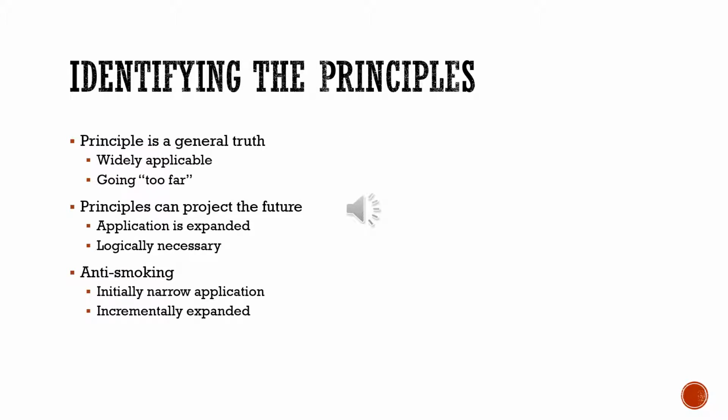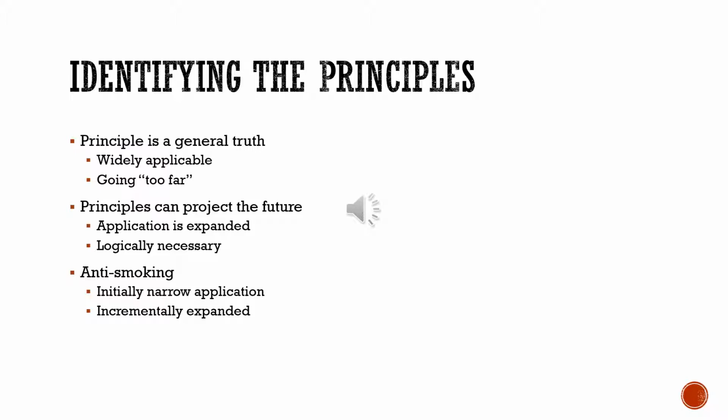The final aspect of the full context is identifying the principles underlying the issue. A principle is a general truth. It is widely applicable to a broad range of specific, concrete situations or issues. Now, unfortunately, many times those who are trying to defend property rights accept the principle underlying the proposed regulation or ordinance, but simply argue that it goes too far.